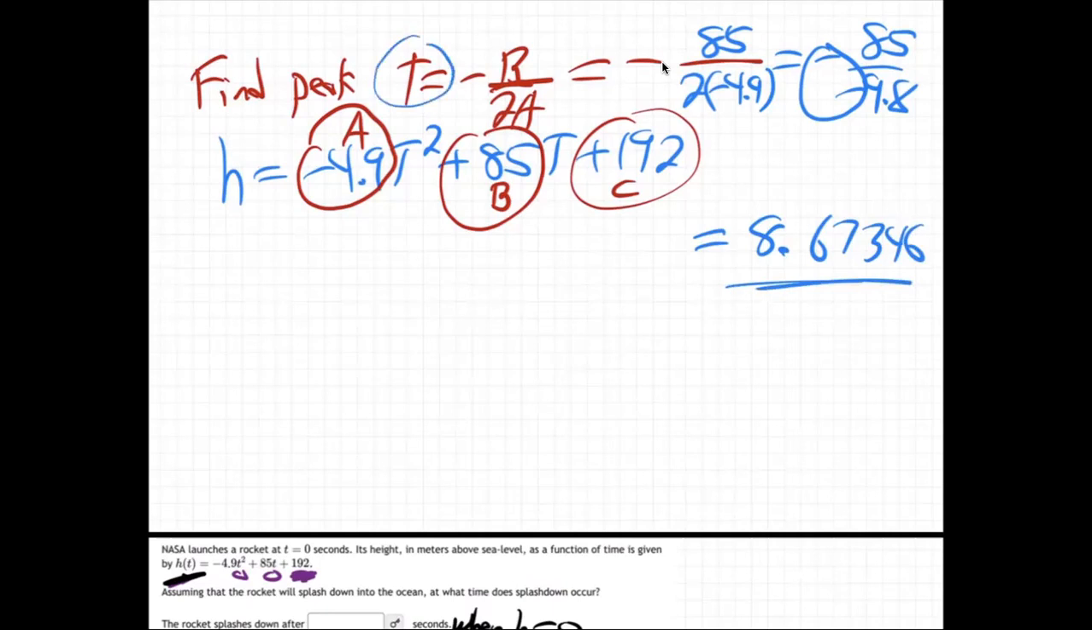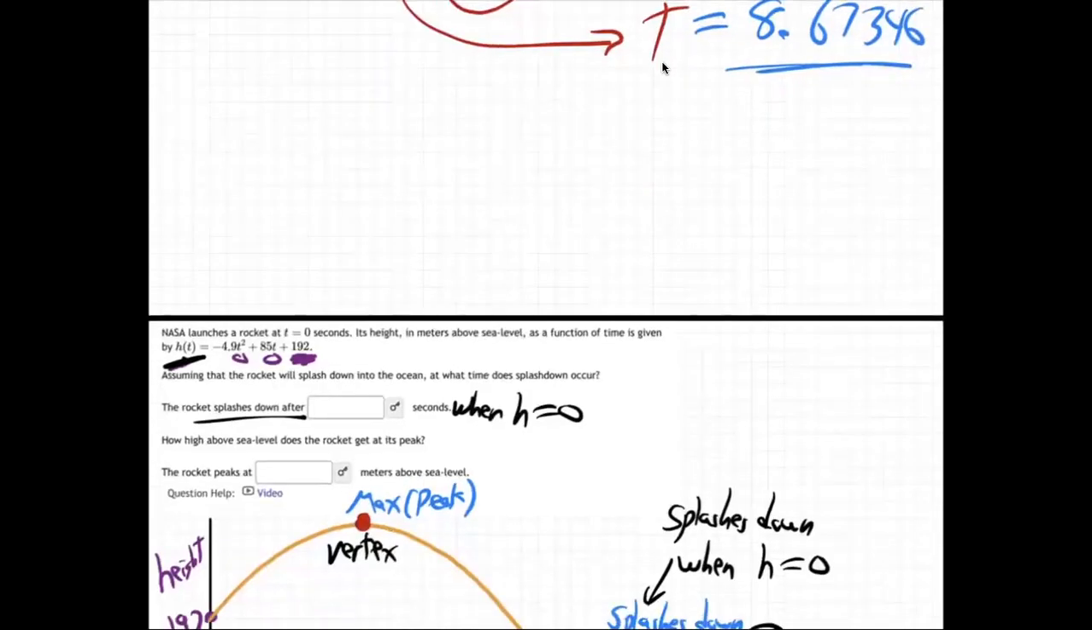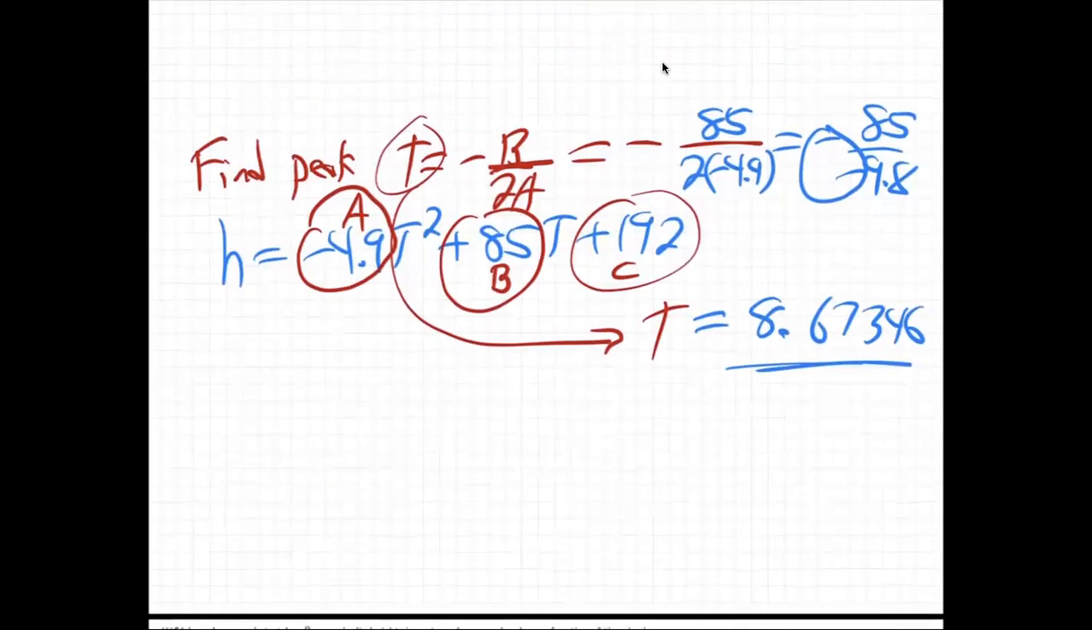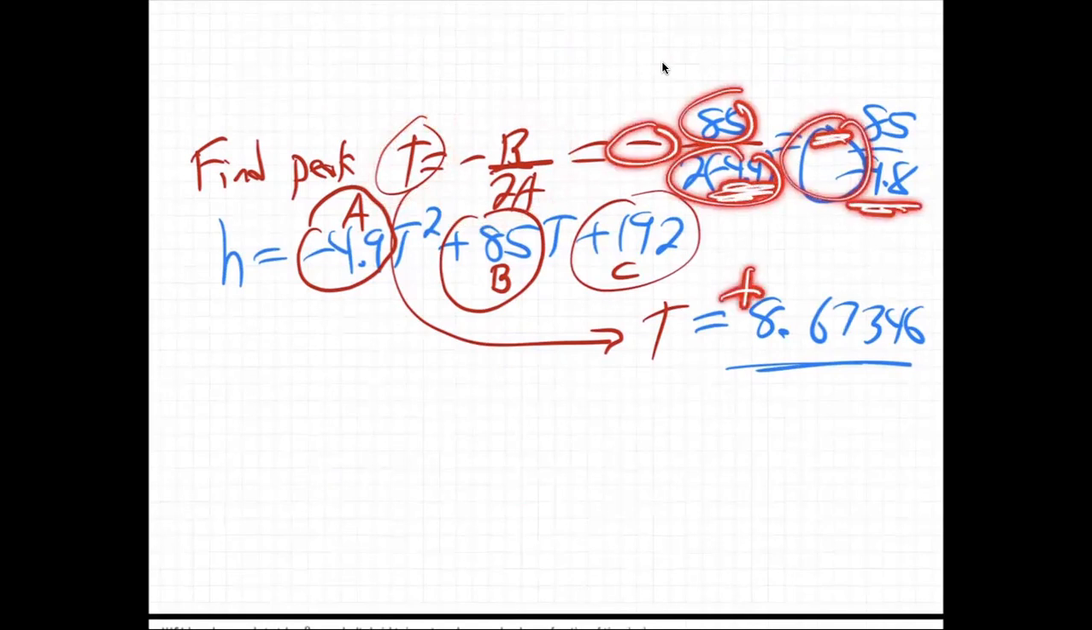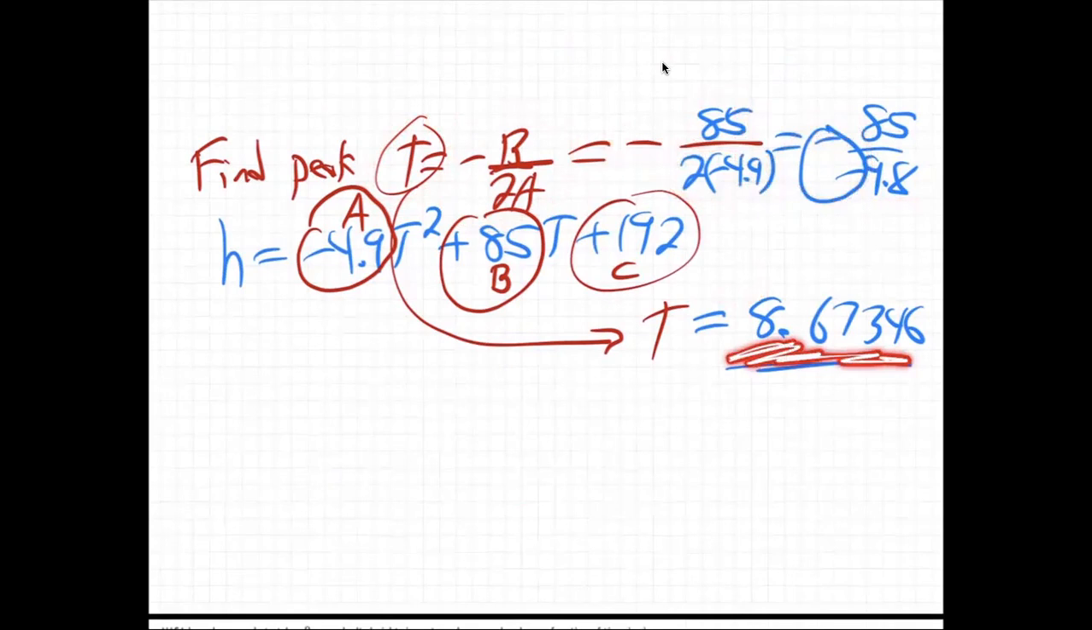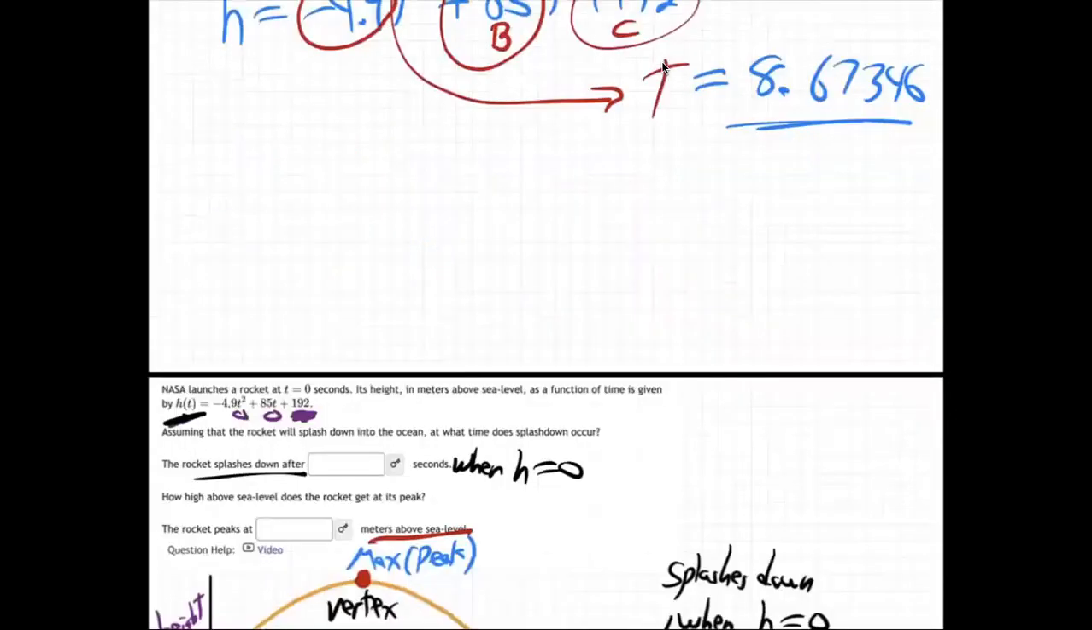So t equals that, right? See what I did there? And that's what they want, right? Oh no, they want meters above sea level. Okay, well, we'll get it. That's the beginning, the first part. So that's the time. The time is negative b over 2a. a happens to be negative, so the bottom is negative, and we got a negative in the front, two negatives make a positive. So 8.67346 seconds after the rocket is launched, it hits its peak right here.